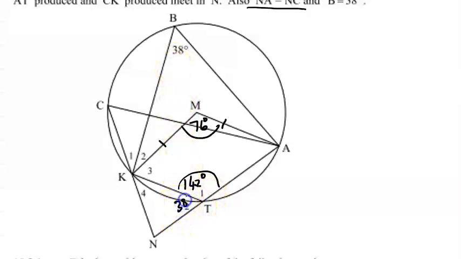The exterior angle of the cyclic quad equals the interior opposite angle. Also, if you look here, remember that you have 38 here, and we can say that that also is going to equal 38 degrees. Exterior angle equals the interior opposite angle of cyclic quad KTAC or ACKT, whichever way you want to look at it.